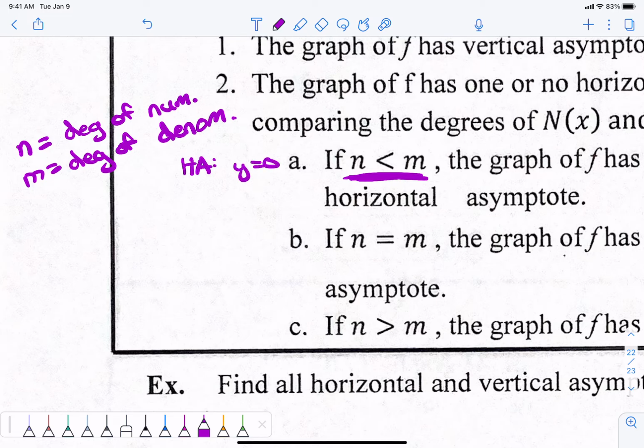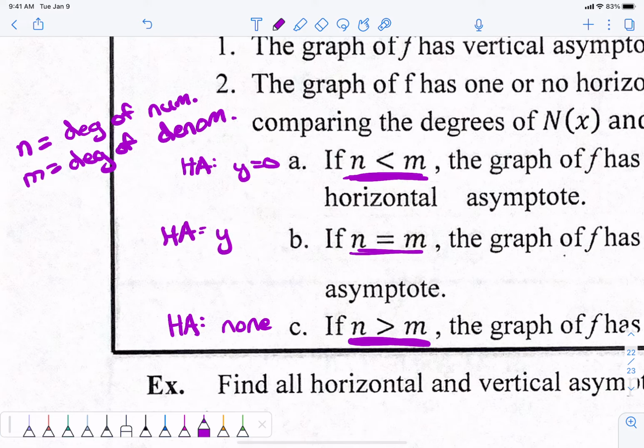I'm going to skip down to part B. If your n value is greater than your m value, your horizontal asymptote won't be anywhere because there will be none. Okay, so no horizontal asymptote versus y equals 0. If your n is exactly equal to your m, your horizontal asymptote will be the leading coefficient of the top over the leading coefficient of the bottom.